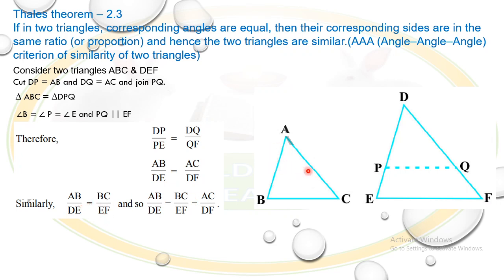Since these two sides are proportionally equal with respect to triangle DEF, we can also write this side as proportional to side EF. That's why we have written AB divided by DE is equal to BC divided by EF. So hence we can say AB by DE, that is this one, and AC by DF is equal to BC by EF.